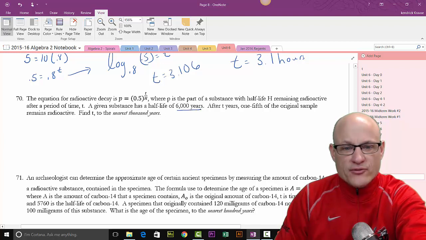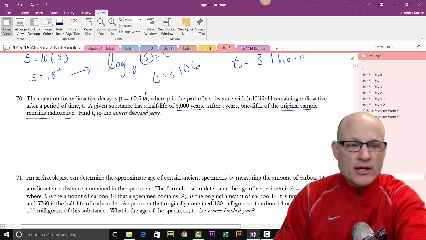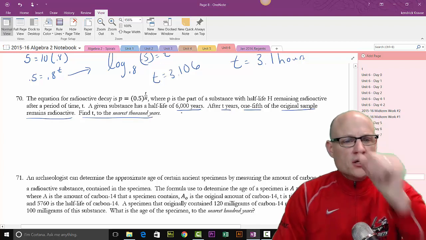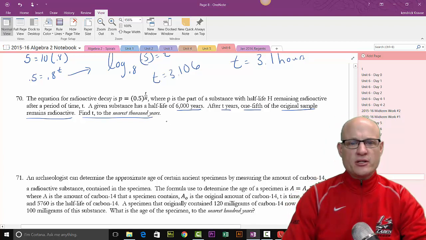It's got a half-life of 6,000 years. After T years, 1/5 of the original sample remains radioactive. Find the radioactive decay equation if P equals that, where P is the part of the substance with the half-life H remaining radioactive after a period of time, T. A given substance has a half-life, H, of 6,000 after T years.